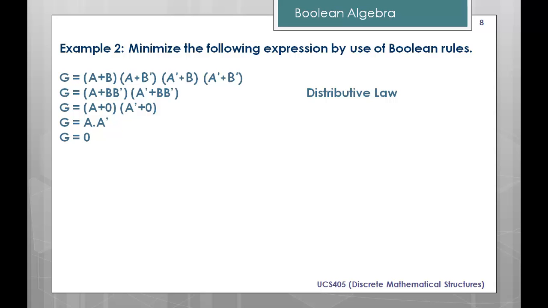Next question is, minimize the following expression with the use of Boolean rules. So the question is a plus b complement, a complement plus b, a complement plus b complement. So combine first two terms, a plus b into b complement, a complement plus b into b complement. So combine it, that is 0, and this is also 0. So a into a bar, that is 0. So after minimization, our answer is 0.